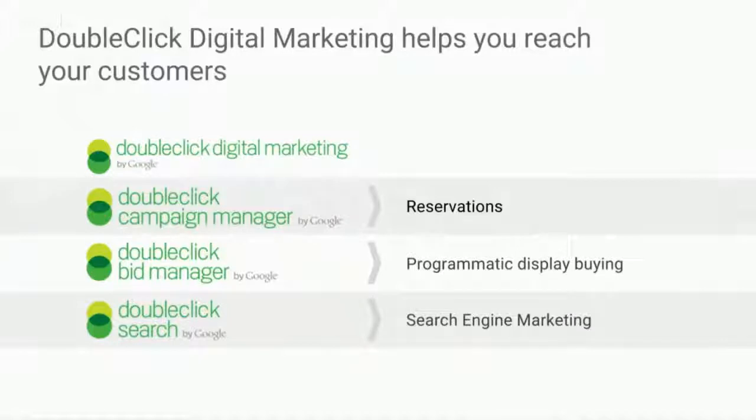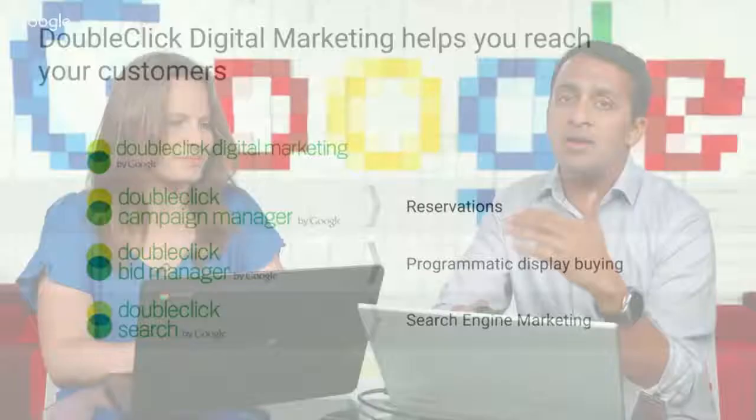So for example, if you're buying on multiple engines beyond AdWords, for example Bing, Yahoo, etc., then you would be using DoubleClick Search for managing all your ads across all these engines in one interface, and you would get detailed reporting in that interface as well.